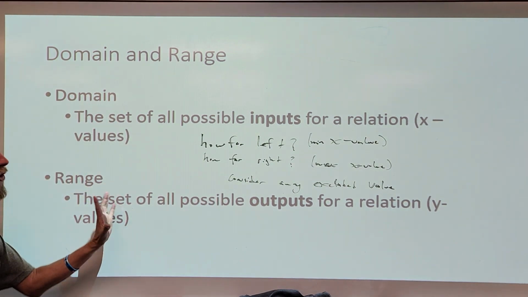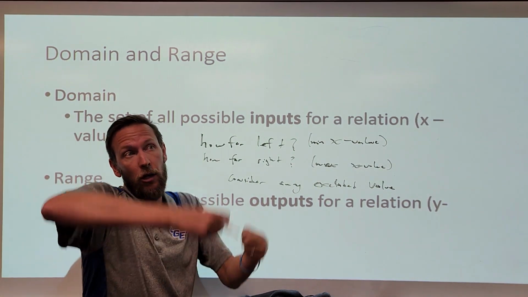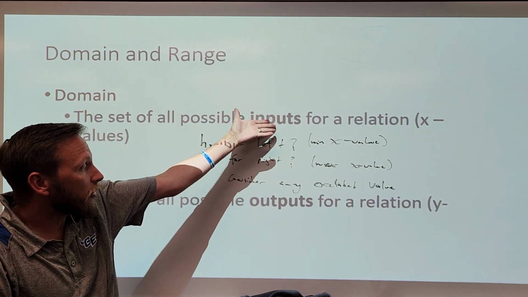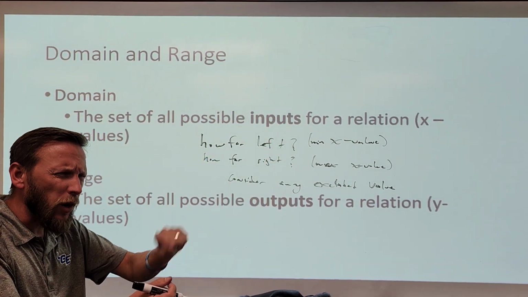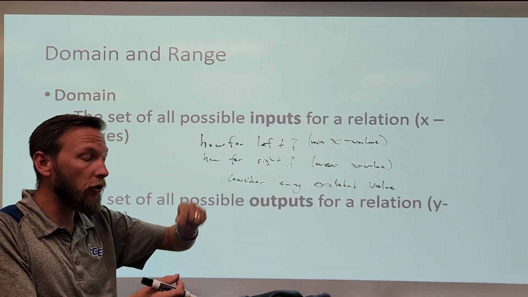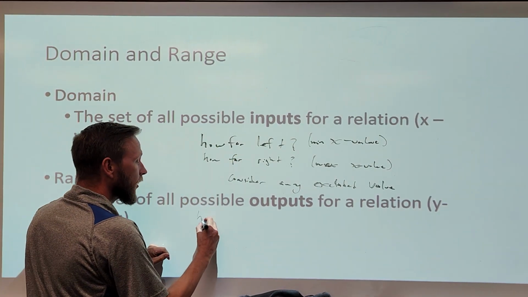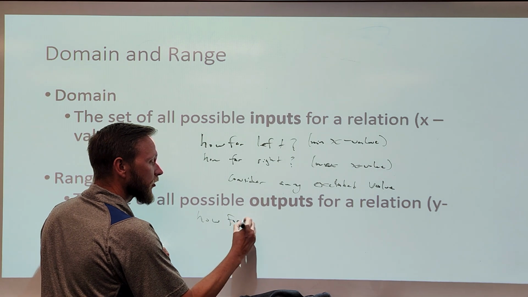The range is all the possible outputs, like what comes out. And so you put numbers in, your x values, you get out y values. And so you want to think about, okay, what are those y values that come out? What are the y values? How far down does the picture go?